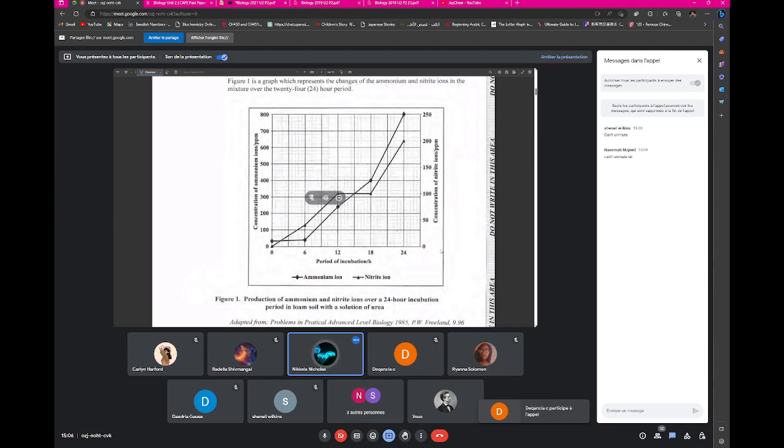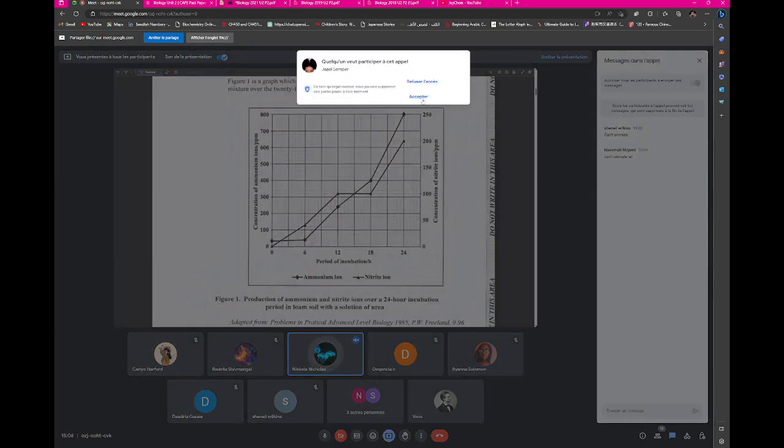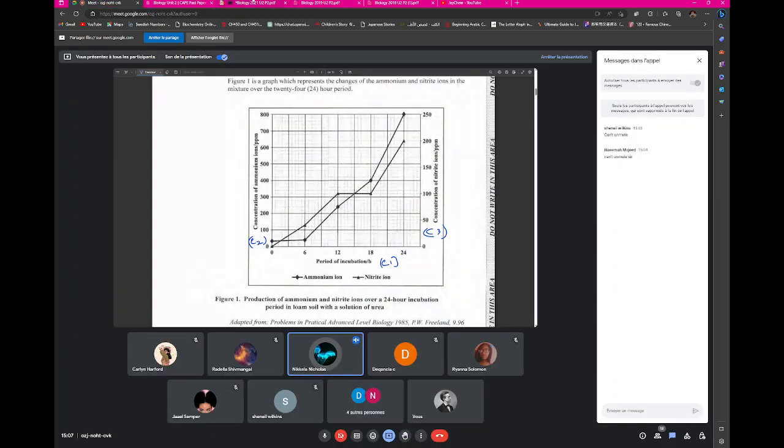Could you split it in three and put the period of incubation, and the other two sections would be labeled the concentration of ammonium ions and concentration of nitrate ions, and you put the values to match with it? Okay, so this would be column 1, this would be column 2, and this would be column 3, and then you just put in the values. Alright. What would be the title of the table? Table showing period of incubation, along with the concentration of ammonium ions and nitrate ions in ppm.